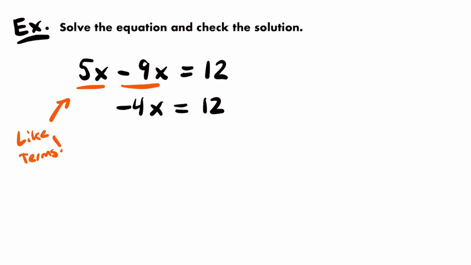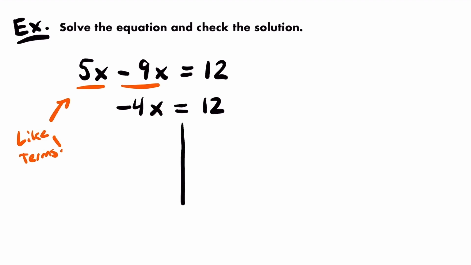Okay, but now our equation is in that form of ax equals b, a constant times a variable equal to another constant. And so now we can do what we've done in the previous examples, identify the coefficient of the variable. In this case, it's a -4, so we can divide both sides of the equation by -4 to solve for x.